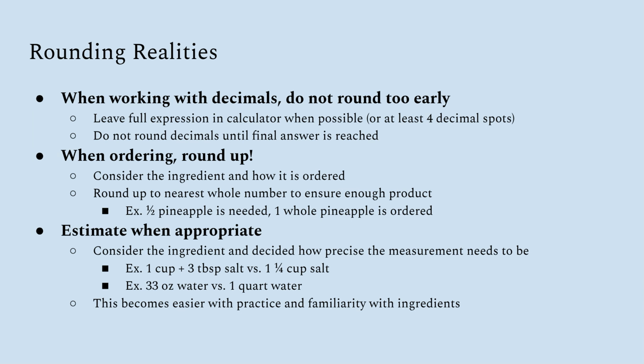Or, for example, 33 ounces of water versus just 1 quart. Do you really need that extra ounce? Maybe not. Then you could just round down and go with that solid quart measurement and not have to worry about that extra ounce. This does come easier with practice and the more familiar you are with the ingredients. So don't feel too bad if it kind of doesn't make sense up front. You'll start to get more familiar with it, especially the longer you are in the industry.